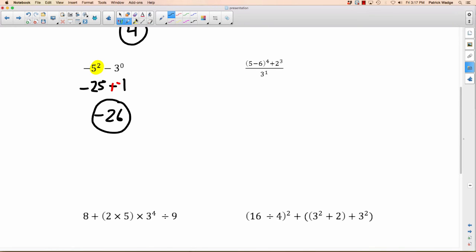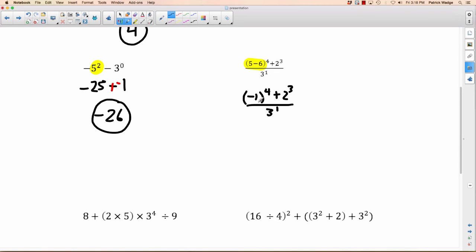Okay, we're whipping along here. Do we have brackets? Yes, we do, right there. So why don't we do that first? 5 take away 6. Wow, I sure like the negatives. 5 take away 6 is negative 1. That's still to the 4th power. I could do some of these other steps, but we'll do them all at once.